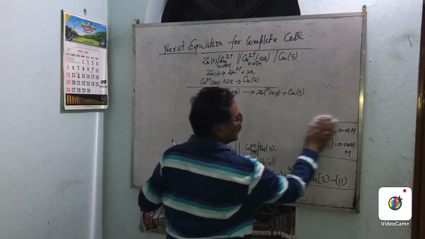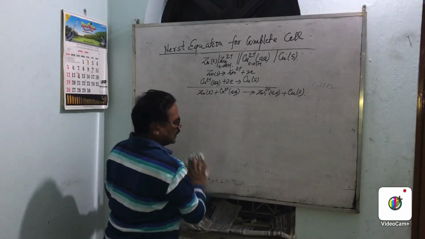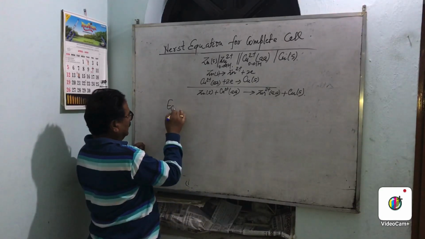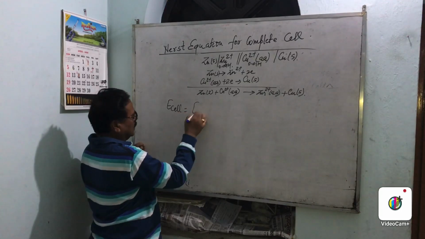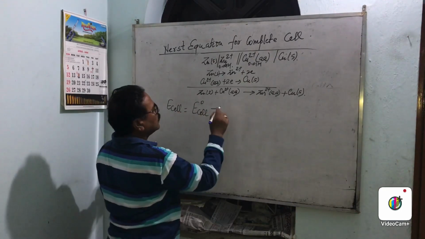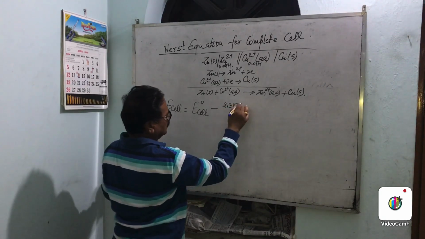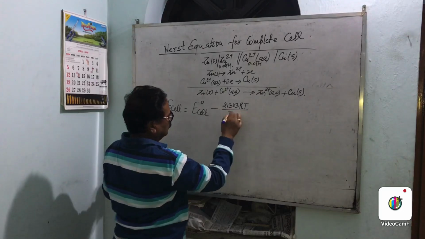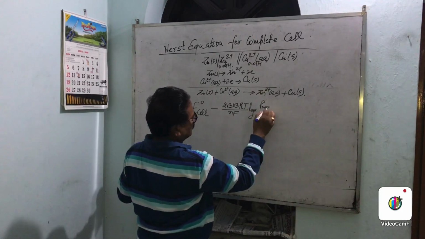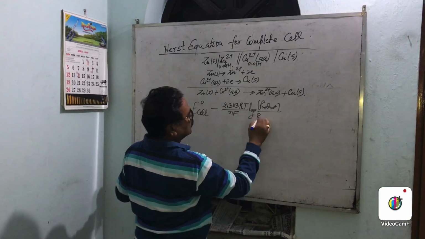So the direct Nernst equation can be written for that cell. E cell, this is the easiest: E0 cell minus 2.303 RT by nF, times the log of products over reactants. If you want, you can write 2.3 RT by nF. This one is the form of the product and this is the form of the reactant.